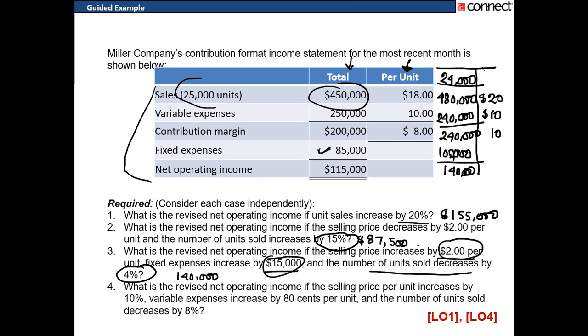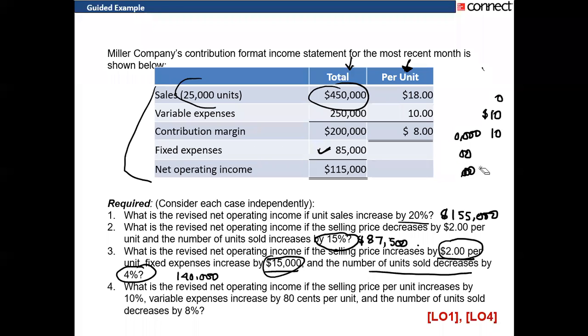Number 4, what is the revised net operating income if the selling price per unit increases by 10%, variable expenses increase by 80 cents per unit, and the number of units sold decreases by 8%? So again, so many things are happening simultaneously. First of all, we like to see whether there has been any change in the total units of sales. It is asking that the number of units sold will go down by 8%.